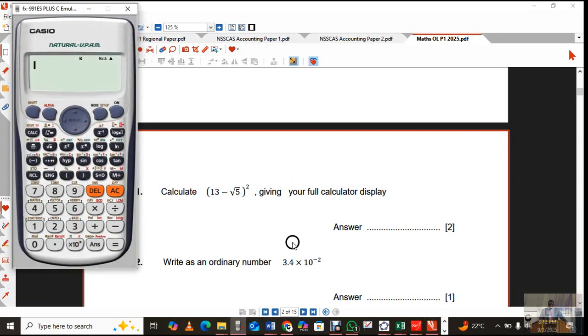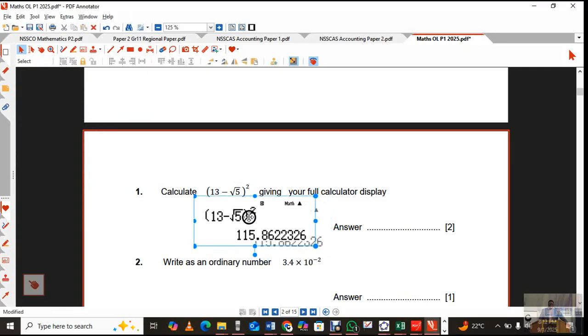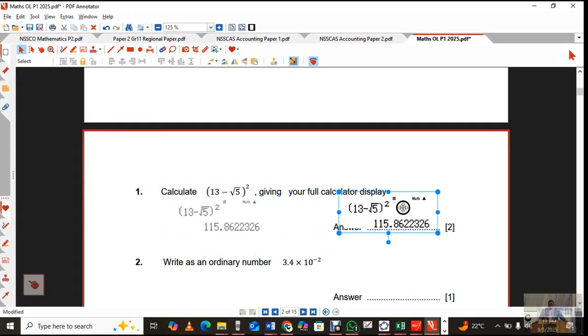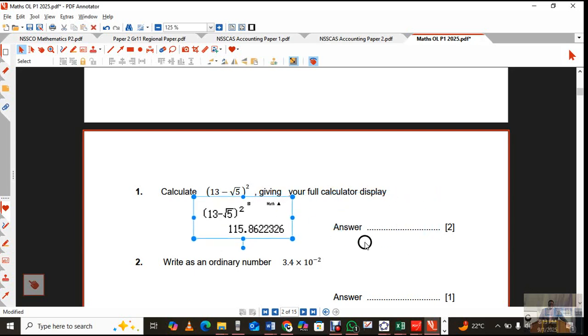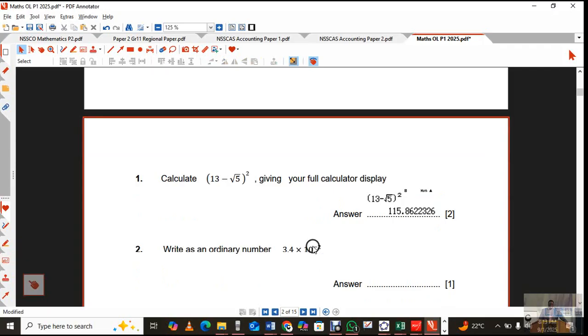Now, let's see here. This first question says you are supposed to calculate that using your calculator. So obviously, just go ahead and use your calculator. All right, so that is 13 minus the square root of 5 and all squared. And that answer is what you're going to be writing. So full calculator display over there. I'm just going to put it over there as an answer. Okay, so that's my answer. You got it? It's from my calculator, so you'll be using yours.